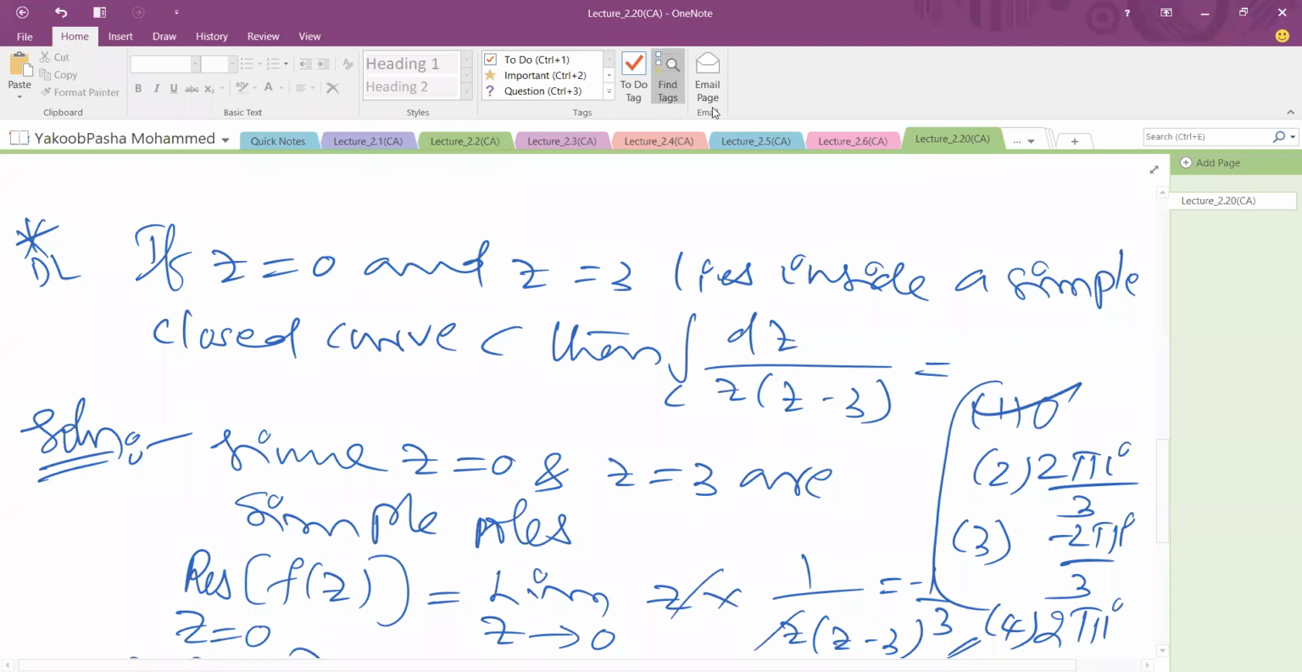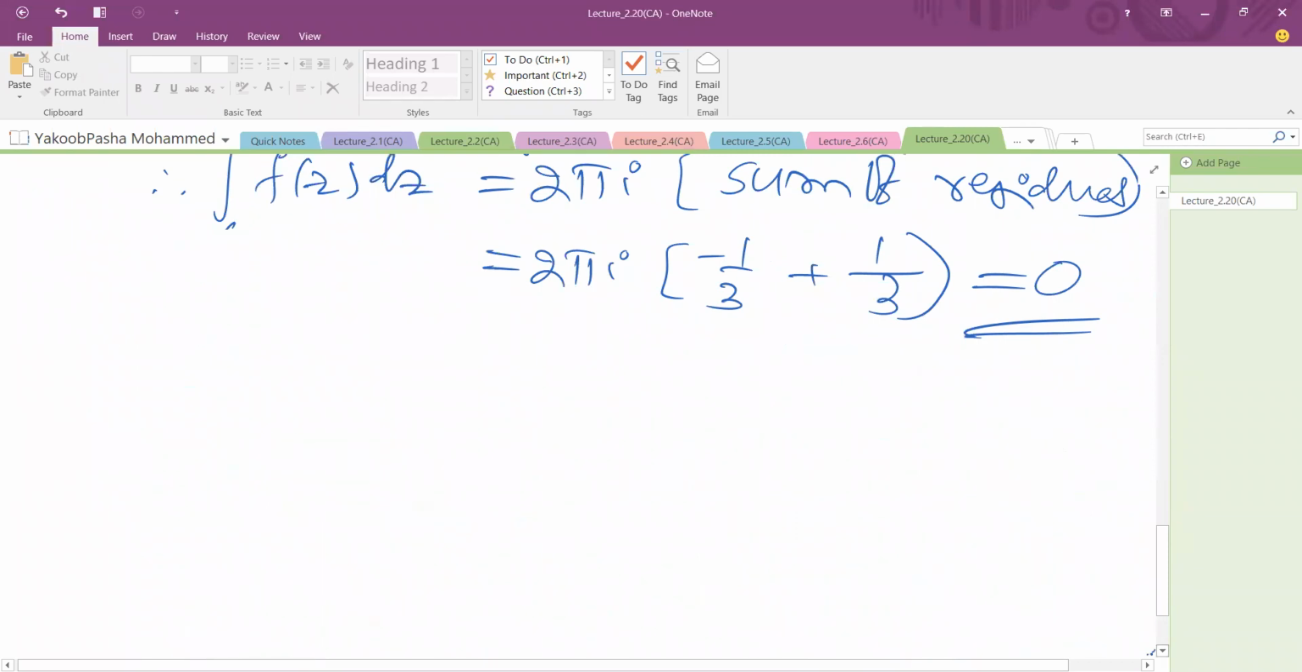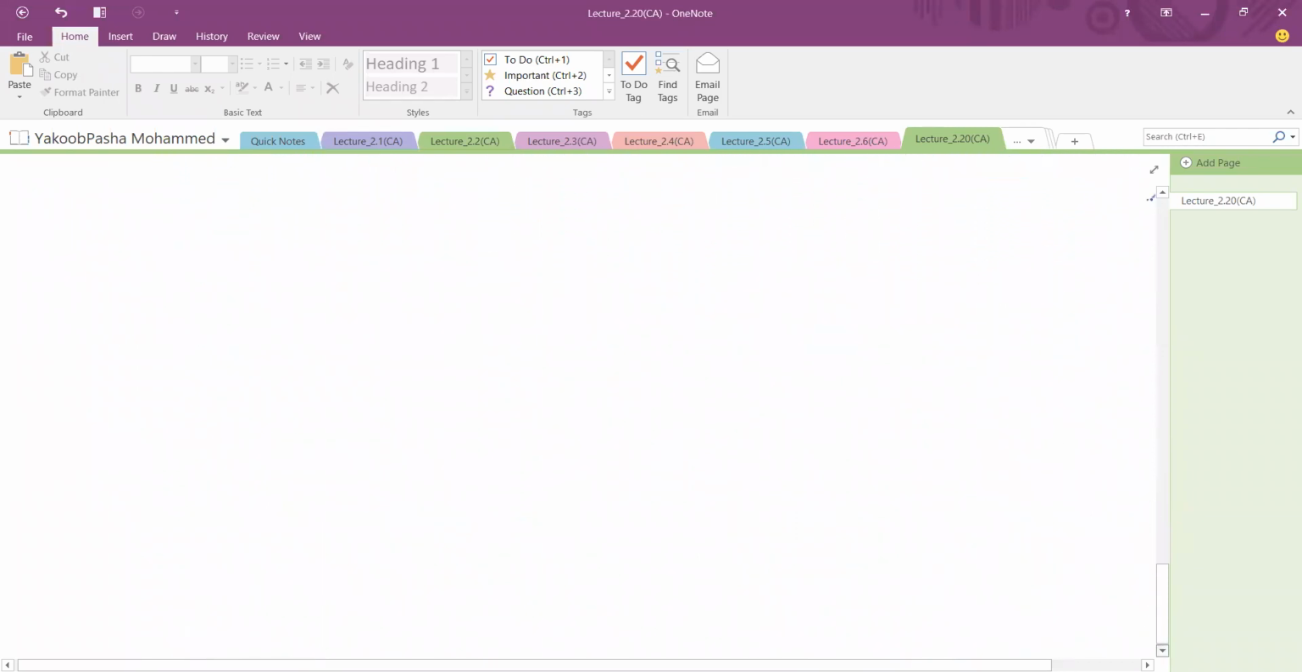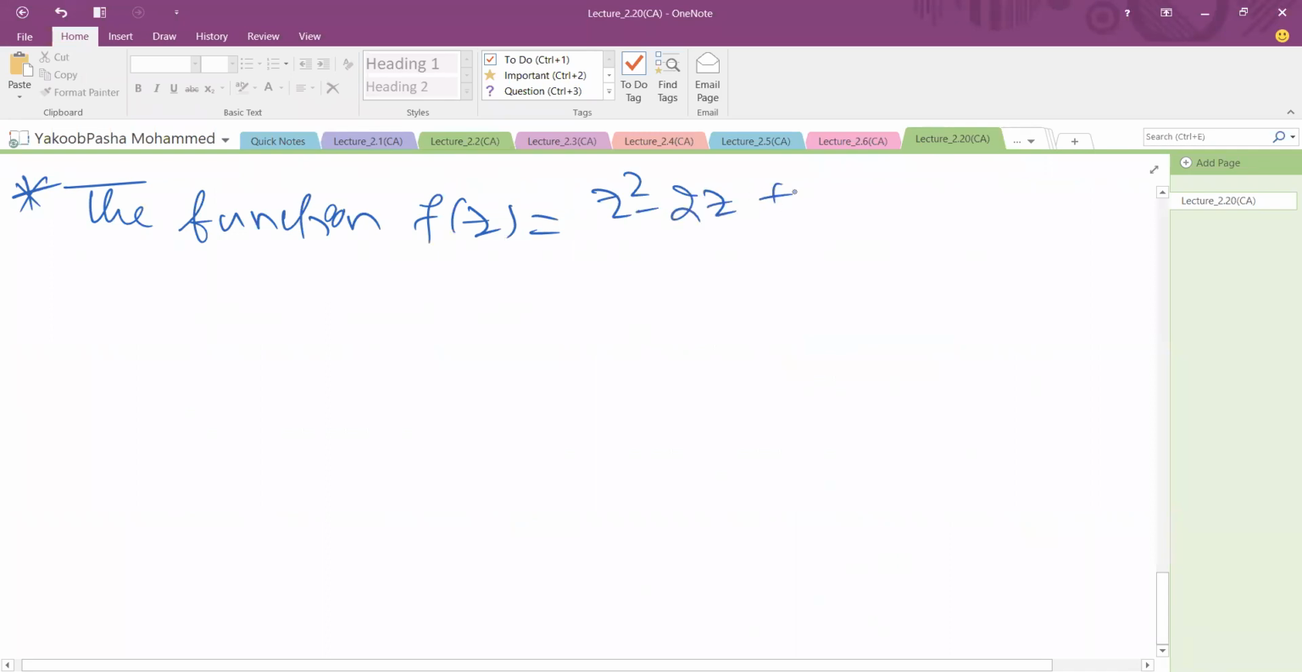Now, I'm taking another problem. The function f of z is equal to z square minus 2z plus 3 divided by z minus 2.